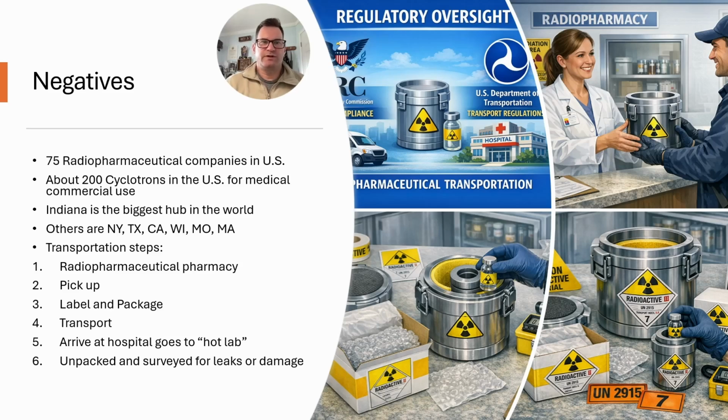So some of the negatives that I found, there's less than 75 radiopharmaceutical companies in the United States. So that's very limiting as far as transportation and availability of the drugs. And there's about 200 or less cyclotrons that actually produce the radiopharmaceuticals. Indiana, however, is the biggest radiopharmaceutical distributor in the world. Other honorable mentions are New York, Texas, California, Wisconsin, Missouri, and Massachusetts.